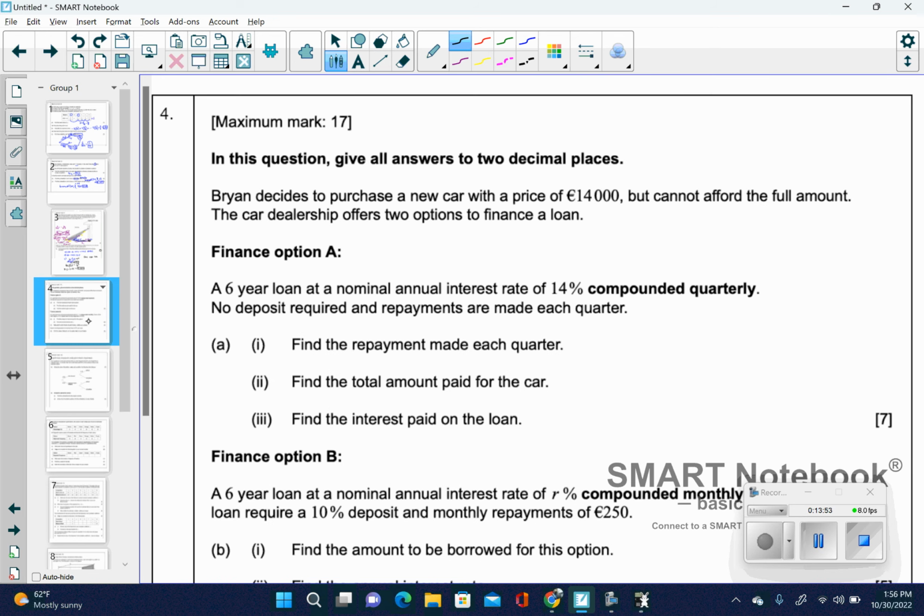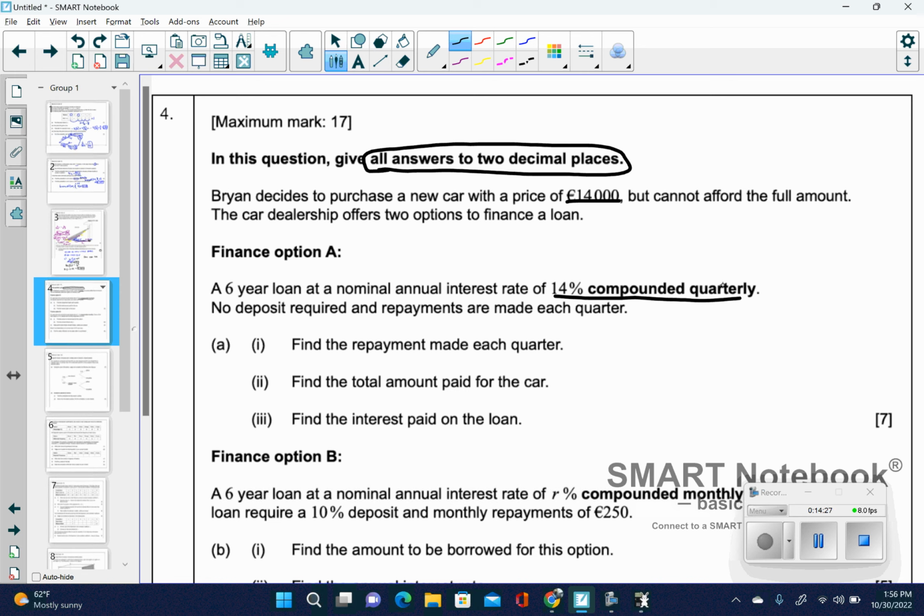All right. So for this one right here, I know you all did something like this last year, but the TVM solver does go ahead and help us with this. So give all answers to 2 decimal places. You should definitely make a note of that. So Brian decides the price of the car is 14,000. He can't afford the full amount, so there are 2 choices. Okay, so one of them is 14% compounded quarterly.